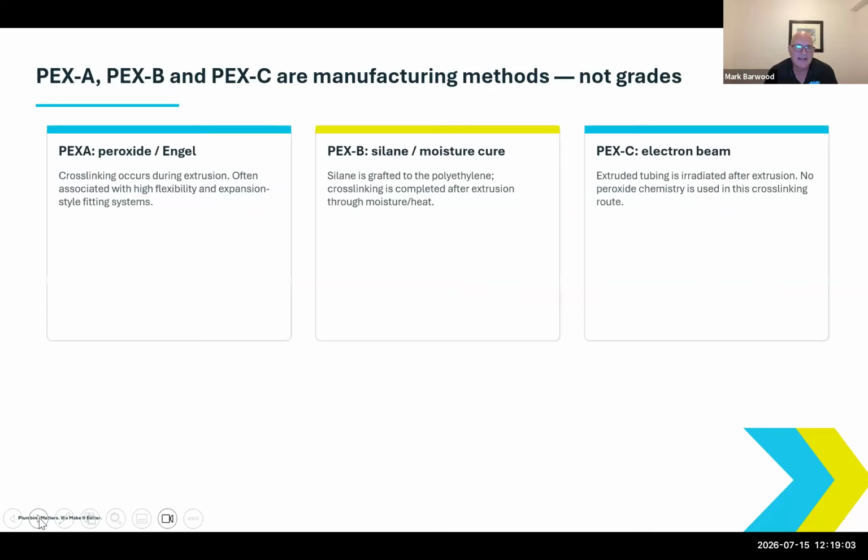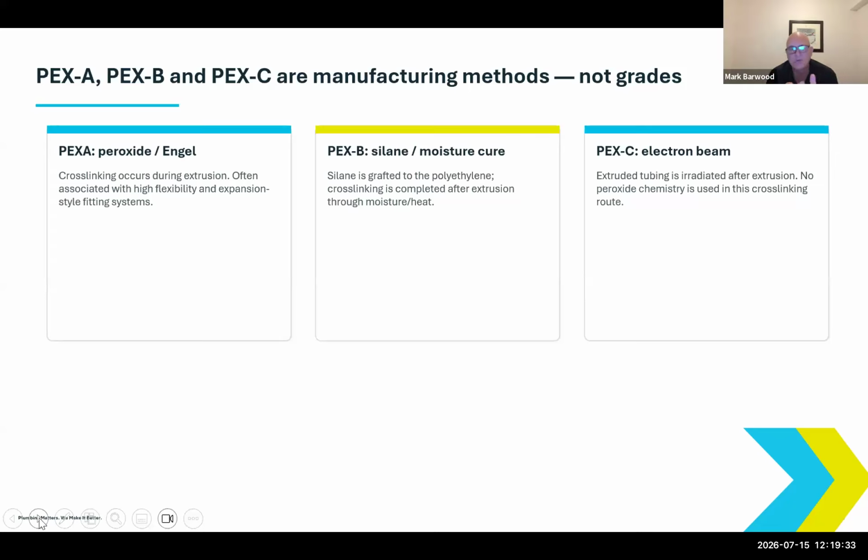Something that is a misconception in PEX: a lot of people have been led to believe that there are three different kinds of PEX, PEX A, PEX B, PEX C, and that A is the best, B is second best, and C is the worst you can get. And that's not really true. When we talk about PEX A, it's just how the cross-linking was achieved. In PEX A, they use peroxide. They inject peroxide into the polyethylene, and that starts the cross-linking.